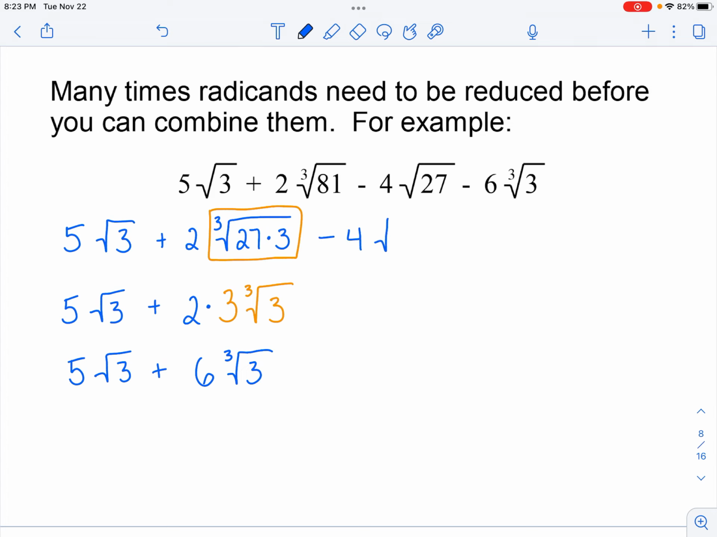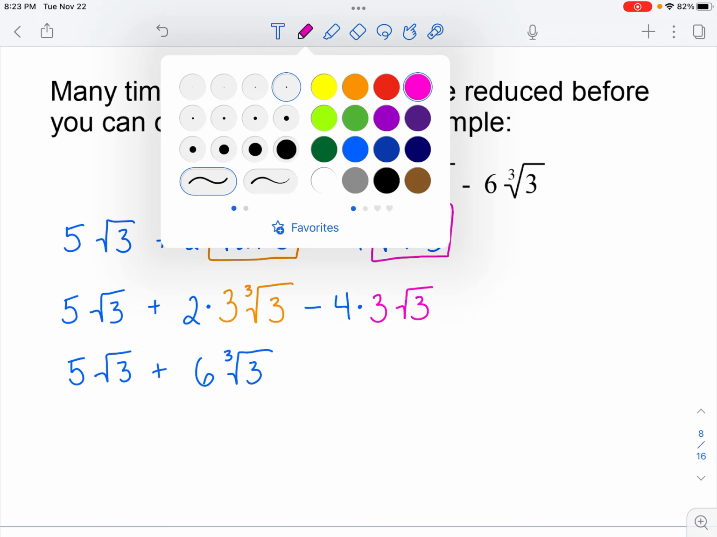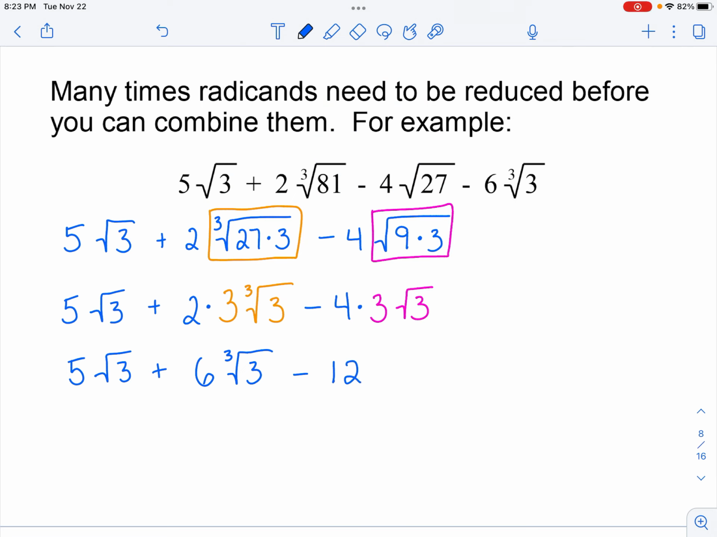I've got minus 4 square root of 27. The perfect square that goes into 27 is a 9. This is a 9 times 3. Simplifying this down, the square root of 9 is a 3. The square root of 3 I cannot do. So now I'm going to have minus 12 square root of 3. And then I've got minus 6 cube root of 3. But 3 is a prime number, so there are no factors there that are going to break this down for us. So I just need to carry it down.